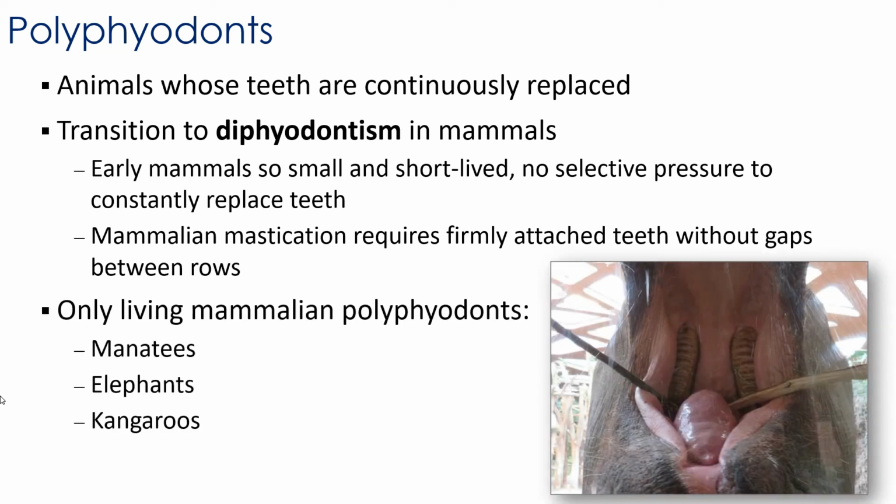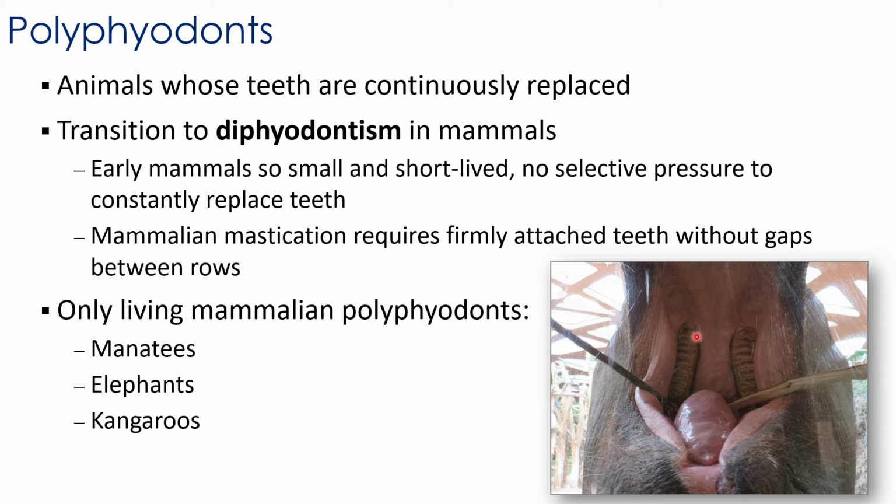There are, however, a few living mammals that are still considered to be polyphyodonts, and those are manatees, elephants, and kangaroos. Now, all of these animals don't have any incisors or canines, only essentially molars or premolars. And all of these animals also feed primarily on abrasive vegetation that is frequently mixed with sand. So if you look into the mouth, for example, of an elephant, you'll see all they have are molars. But interestingly enough, these molars don't fall out and have one replaced right in line with that individual tooth.